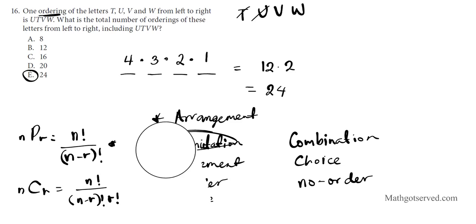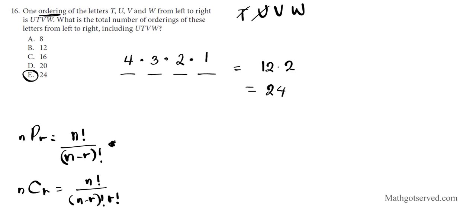We already established that our answer is 24, so we'd better get the same answer or something is terribly wrong. We're ordering 4 letters, choosing 4 at a time. How can we order 4 letters choosing 4 at a time? So 4 choose 4, place 4, or 4 order 4. So n is 4, r is 4. Applying this formula, we're going to have 4 factorial over 4 minus 4 factorial.